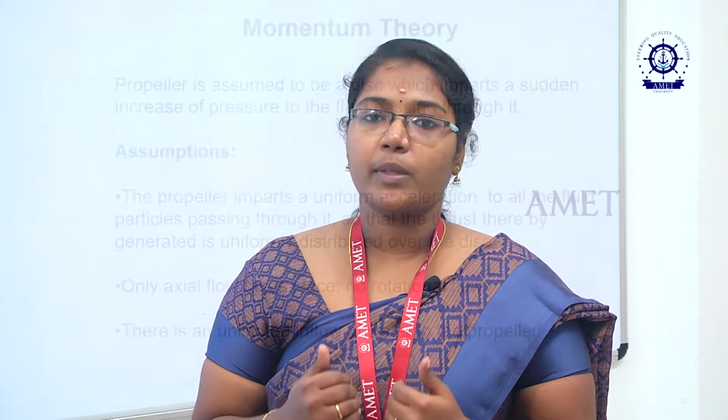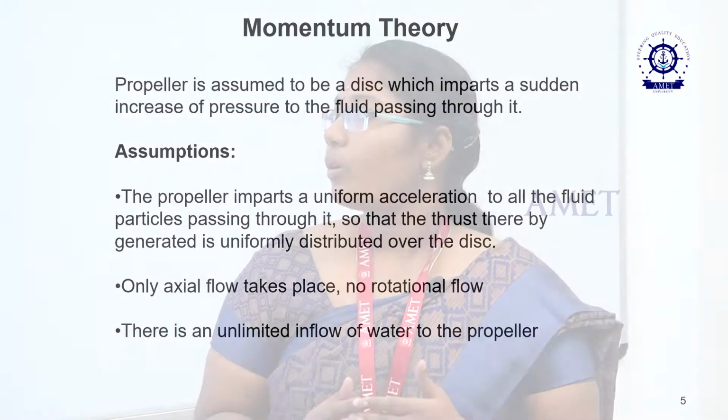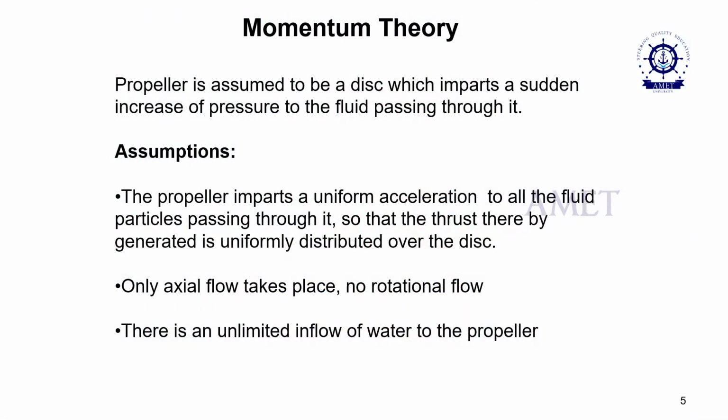This theory was derived at the early stages, and in it they did not specify how the pressure is increased. They kept the word unspecified mechanism. So the main assumptions in axial momentum theory are: first, we are considering the propeller as a circular disk; another, there is unlimited flow of water to the propeller; and the third is that the pressure increase due to the propeller is an unknown mechanism.